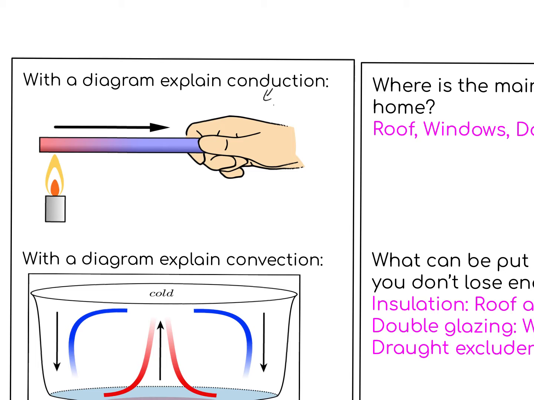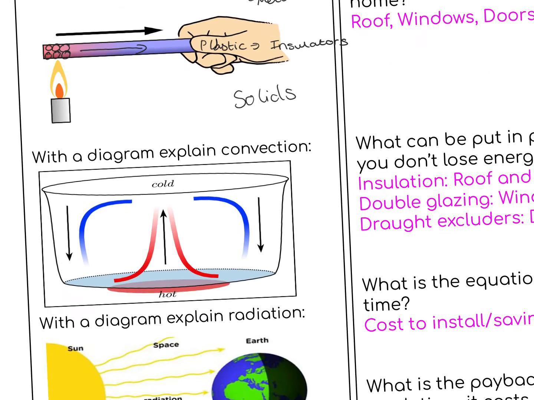Conduction happens in metals, okay? They're called good conductors. Things like plastic are then known as good insulators. What happens is there's loads of particles within this metal rod here. So these particles here get warmed up, they start to vibrate, and then they move the heat along the rod, okay? It happens in solids and mainly metals because they're good conductors, okay?